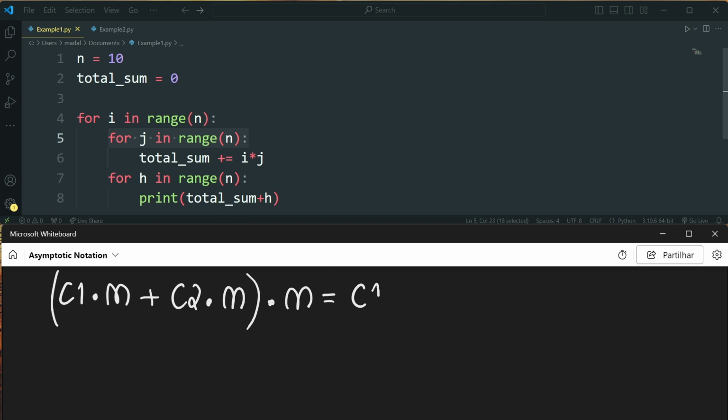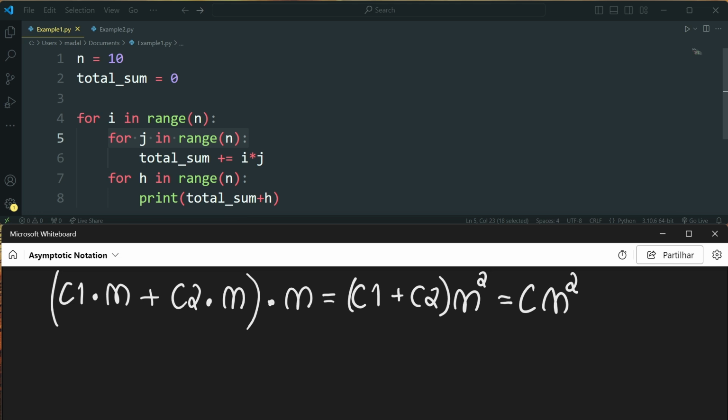Now simplifying this, we have c1 plus c2 times n squared. And c1 plus c2 is just going to be some other constant because both of those are constants. So I'm going to name it c, which is a generic constant, multiplied by n squared.